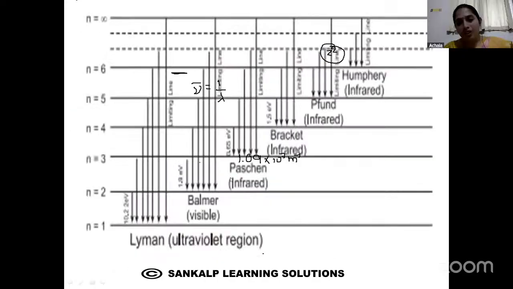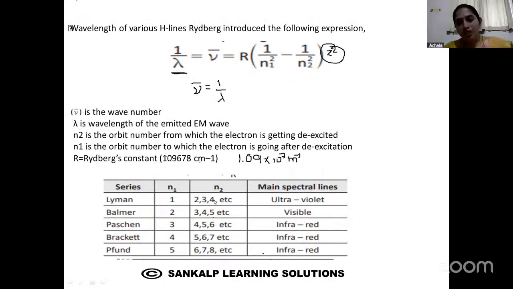And n2 may be anything greater than the n1 value. n2 is always greater than n1. For Lyman, it may be from 2 to infinity. For Balmer, it may be 3 to infinity. For Paschen, it is 4 to infinity, and like that.